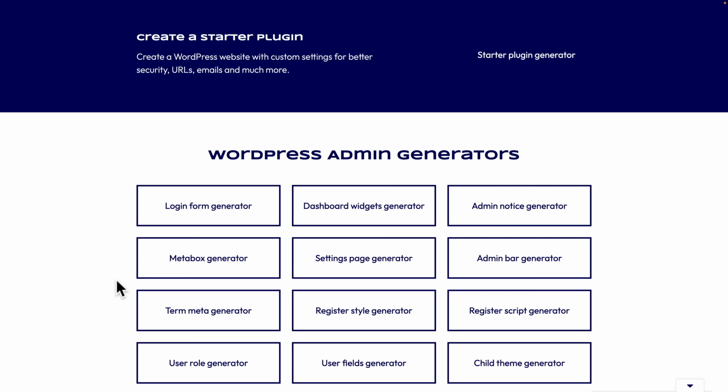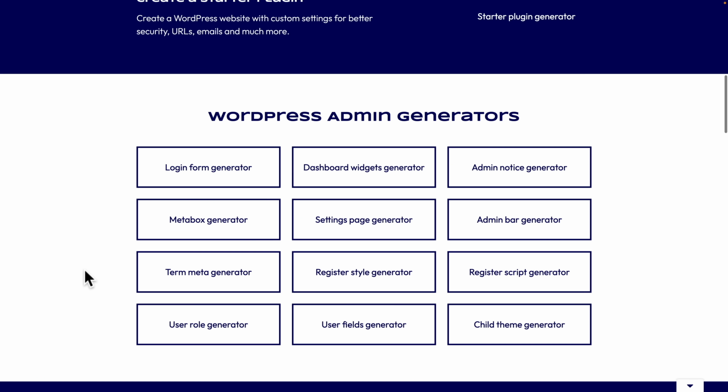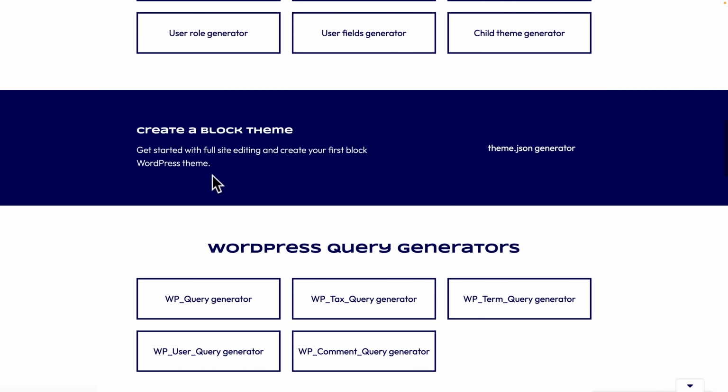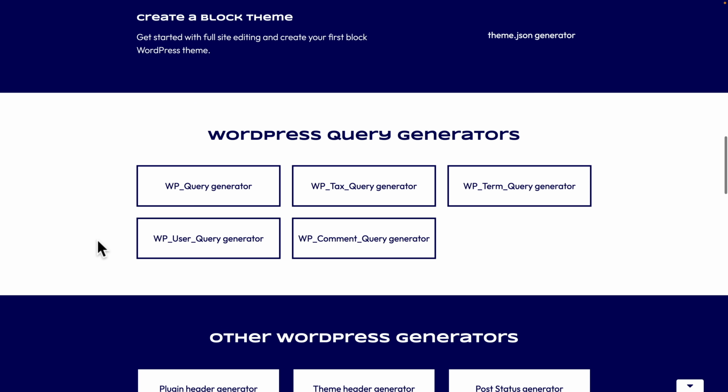Now, obviously, I don't want to go to the time and effort of wasting your time showing you how to do all of these step by step. This is more a demo, but let's take a look at some of the other things we can do. We've got options for the WordPress admin generator. We can create a custom login form, dashboard widgets, admin notices, meta box generator. There's a bunch of options. We can even create custom block themes using the query generator, the taxonomy query generator, and so on.